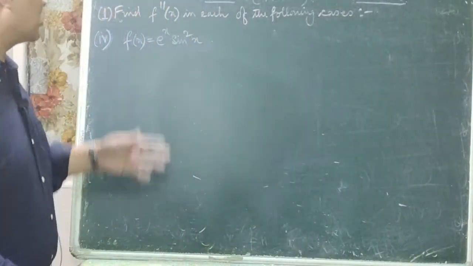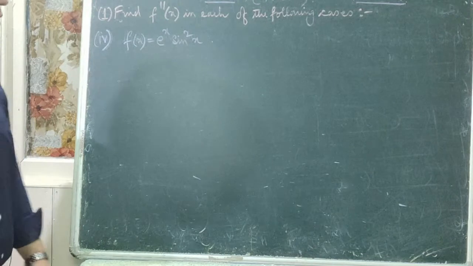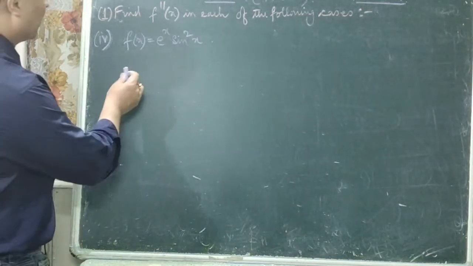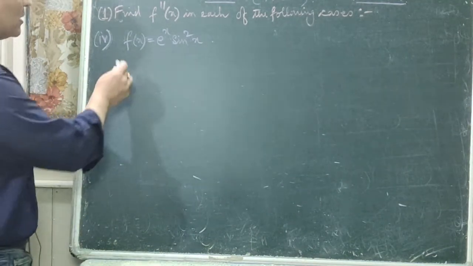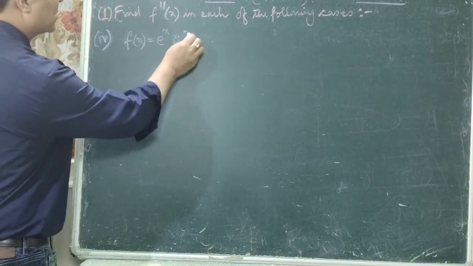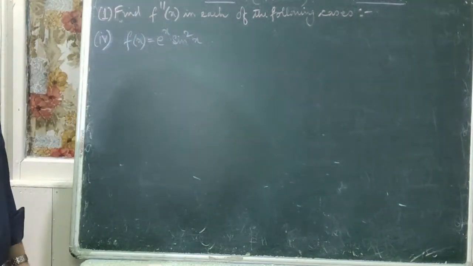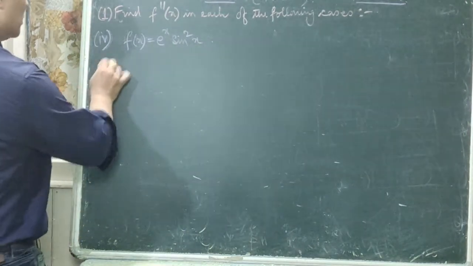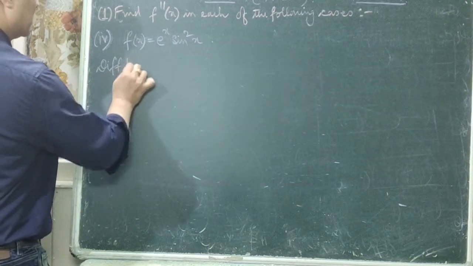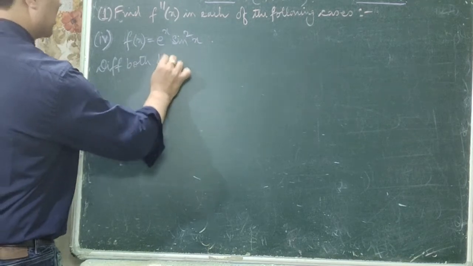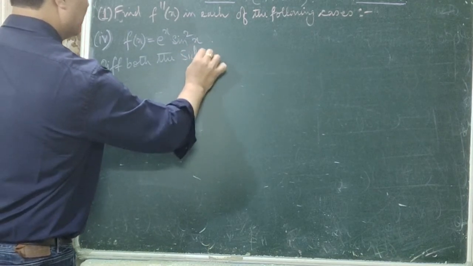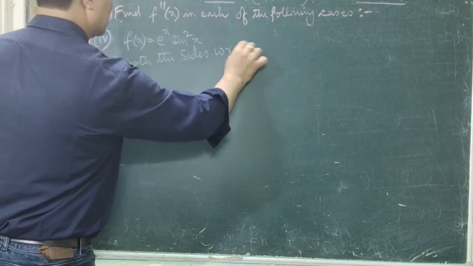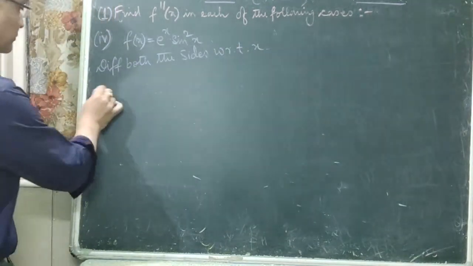So now we'll do the next question, that is question number 4 of number 1. The given function f of x is equal to e to the power x sin square x. Now you can directly differentiate it. So first you get f dash of x, differentiating both the sides with respect to x.